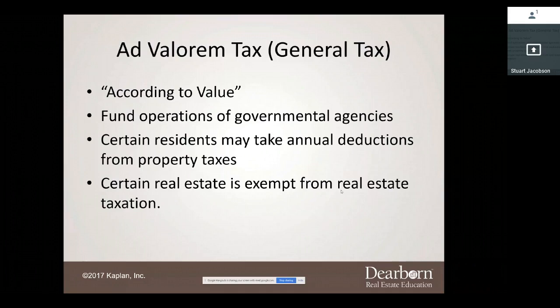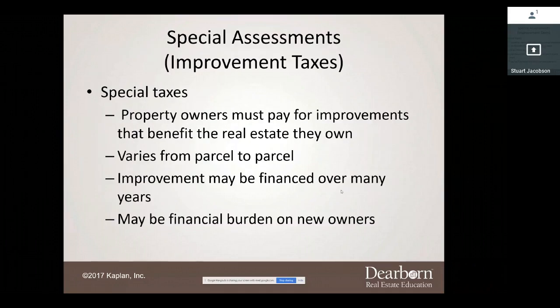So then you would take the individual home, or property, that is being assessed, take the assessed value of that, multiply it by the tax rate, and you will then get the annual gross real estate taxes. Now this goes into, again, special improvement, special assessment taxes.